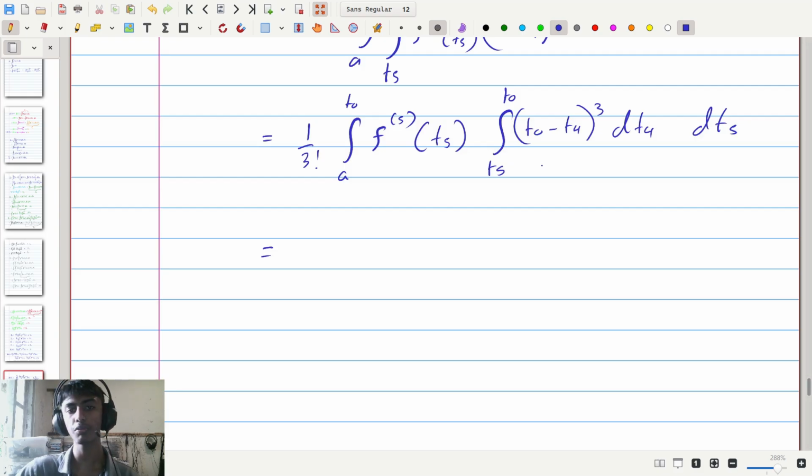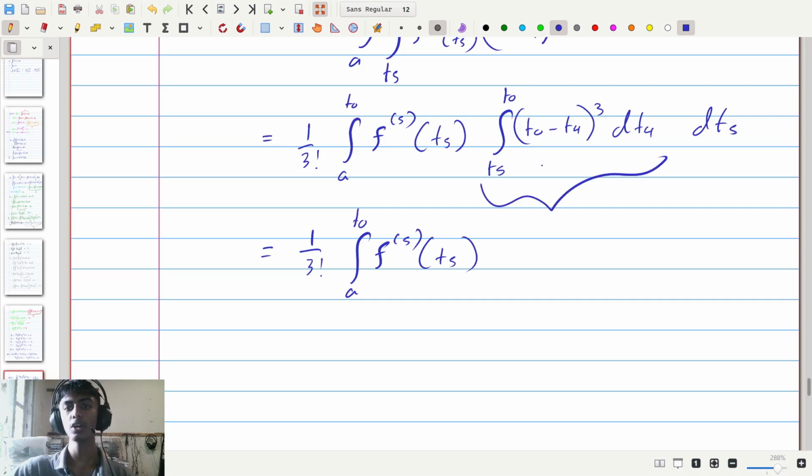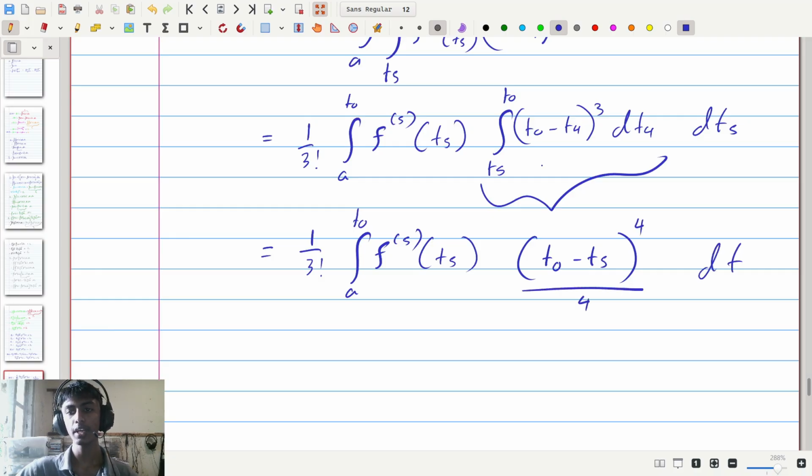We know it because we've solved it previously. We have 1 divided by 3 factorial integral from a to t0 of f fifth t5, and then this part here we know it to be t0 minus t5 to the power of 4 divided by 4. So here what I'm going to do is actually take this 4 out as something like this.